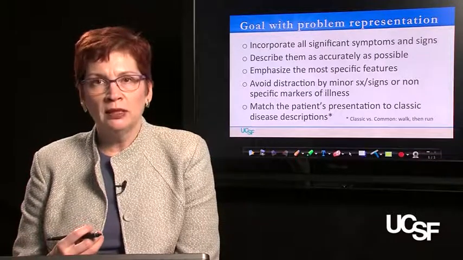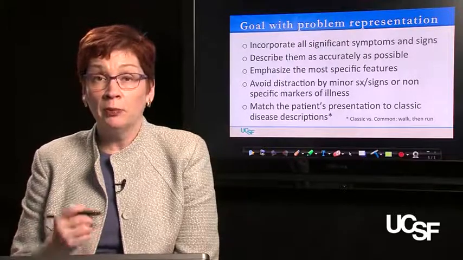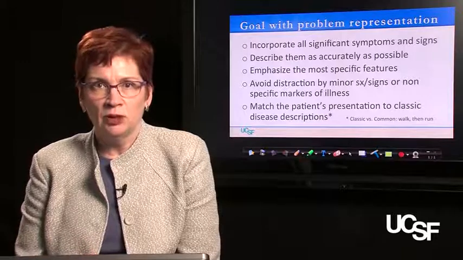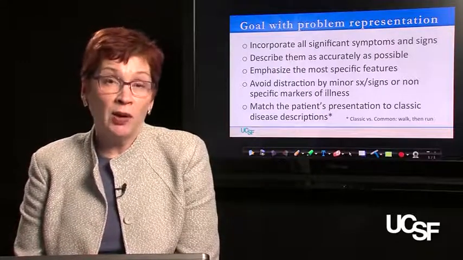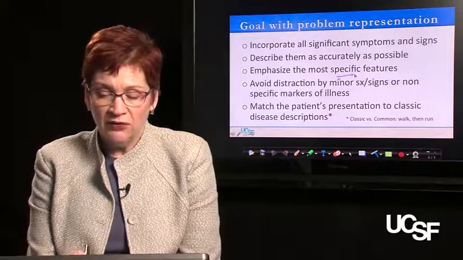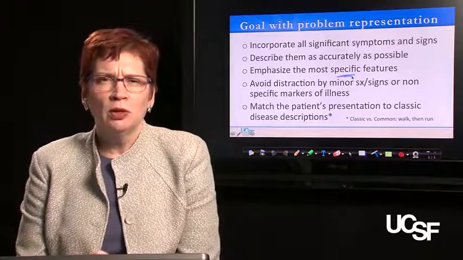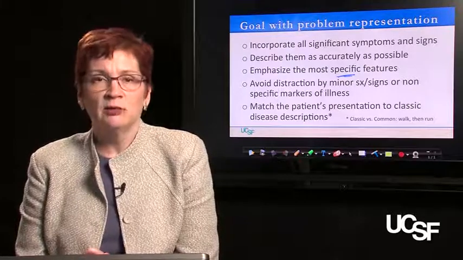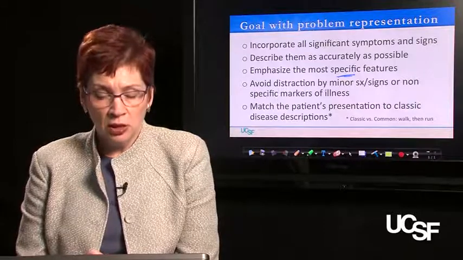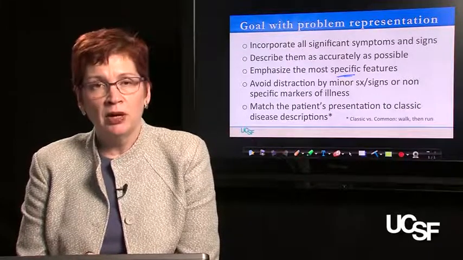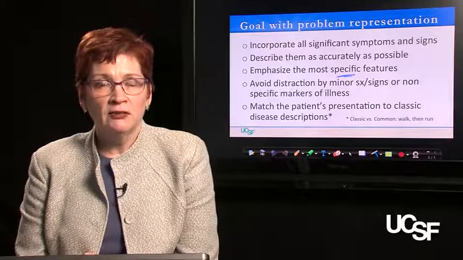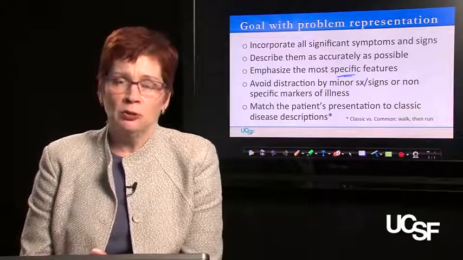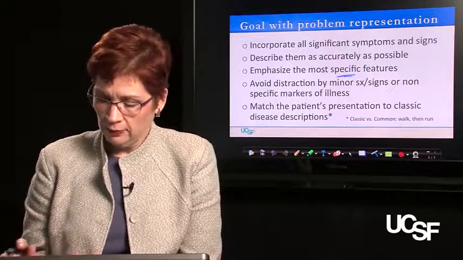It's important when you represent a problem, that is, provide a comprehensive view of the patient's condition as they're presenting, that you incorporate all significant symptoms and signs, describe them as accurately as possible, emphasize the most specific features, that is, the ones that will help you rule in or rule out one disease, and avoid distraction by minor signs or symptoms or nonspecific markers of illness. We also want to develop a problem representation that allows us to effectively match the patient's representation to the classic disease descriptions we've talked about as illness scripts.